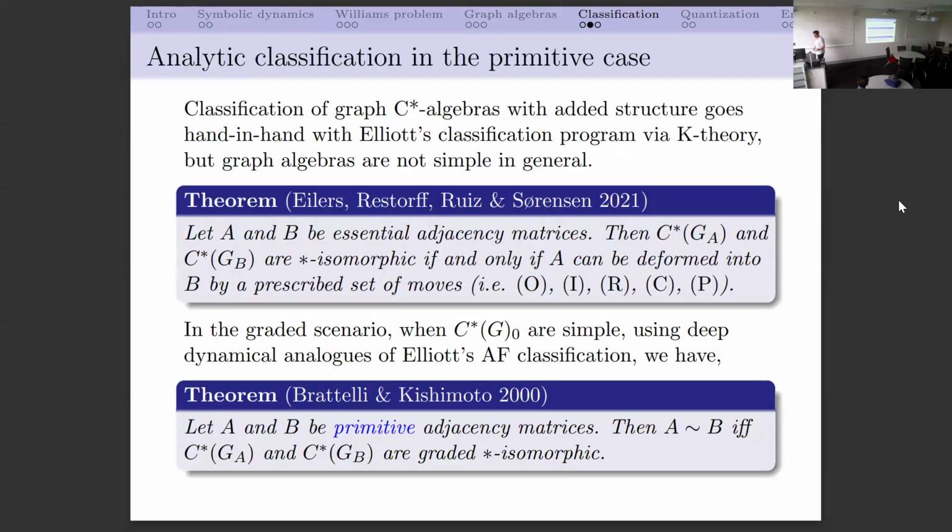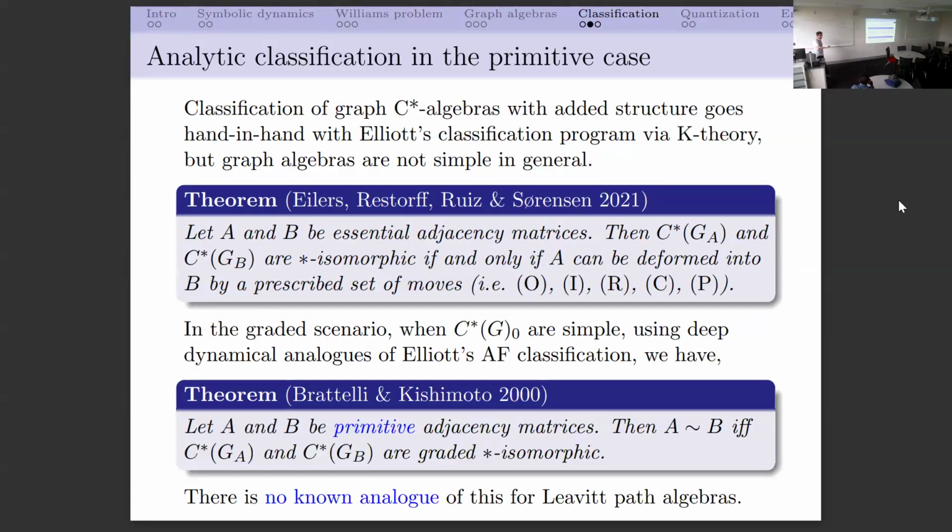They show the following. In fact, two primitive matrices are shift equivalent if and only if the graph C-star algebras are graded star isomorphic. Immediately, I want to say, before you say anything, there is no known analog for this result for Leavitt path algebras. They use continuous functional calculus very heavily, which is unavailable for Leavitt path algebras. Just note that you don't have a shift move in your list.